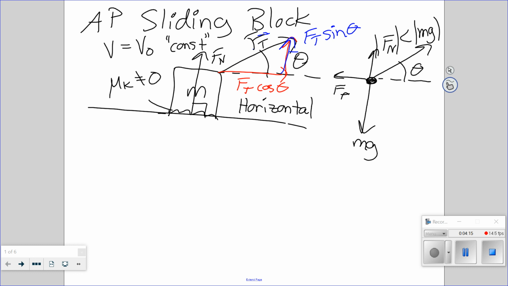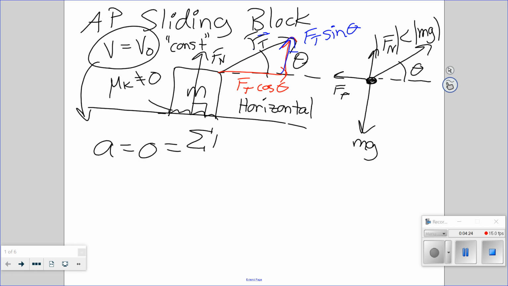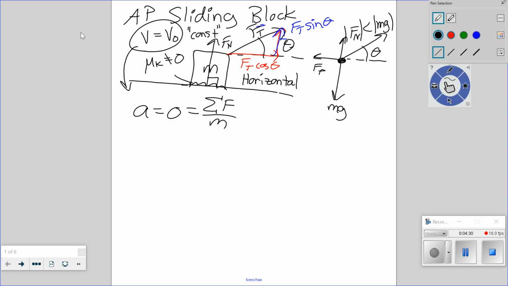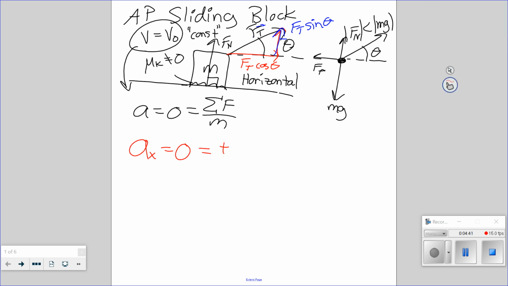If we have constant velocity, then we have acceleration equals 0, and that equals the sum of the forces in each direction over the mass. So let's do x in red. We just say ax equals 0 equals, so we'll do plus FT cosine theta, and the force of friction.